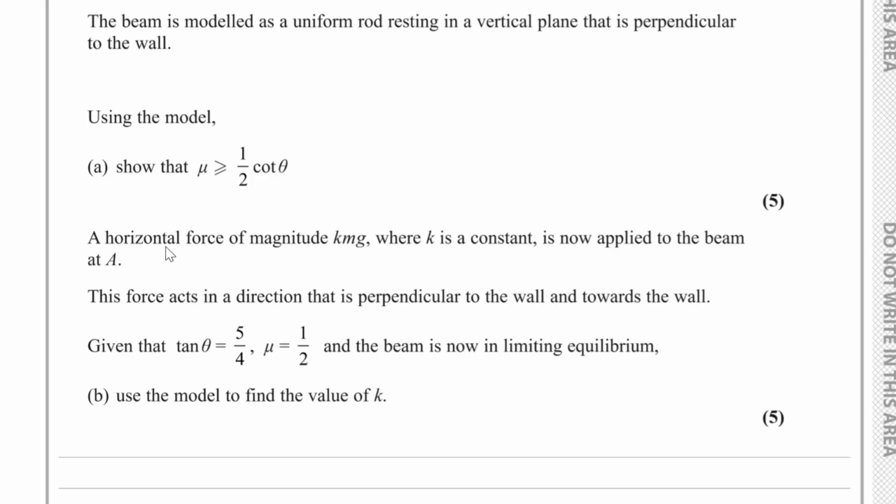Now, a horizontal force of magnitude kmg, where k is a constant, is now applied to the beam at A. This force acts in a direction that is perpendicular to the wall and towards the wall. Given that tan theta is equal to 5/4 and mu is equal to 1/2, and the beam is now in limiting equilibrium, we have to use the model to find the value of k.